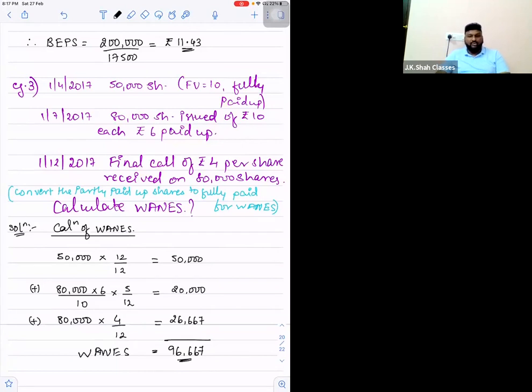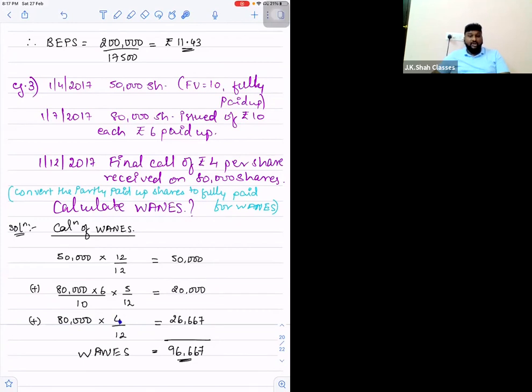This is a common mistake that students make. Students consider this from 1st July to 31st March. Please apply your common sense. These are partly paid up from 1st July, but only up to 30th of November. Because from 1st December, they become fully paid up. So from 1st December, you will consider them as fully paid up shares. See over here, I consider them as full 80,000 shares outstanding for a period of last 4 months. That is December, January, February, and March.